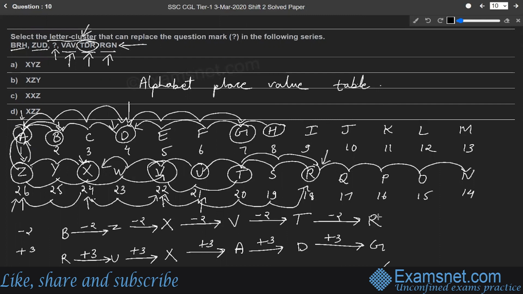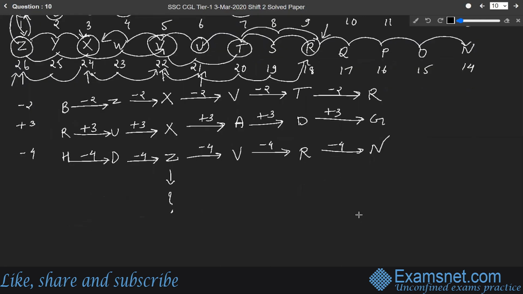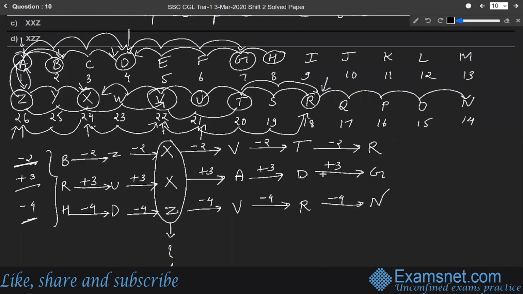So this is the concept that you have to use. The concept is plus 2, minus 2, plus 3 and minus 4. This is the basic concept that we have to apply. For this question, we have to find the letter cluster in the place of question mark. You can see that in the place of question mark, the letter cluster is XXZ. So this is the correct answer for this question.